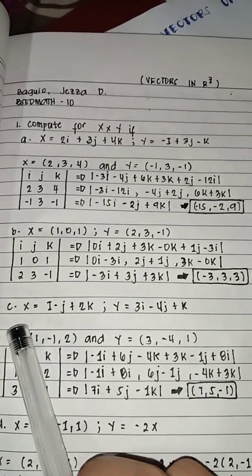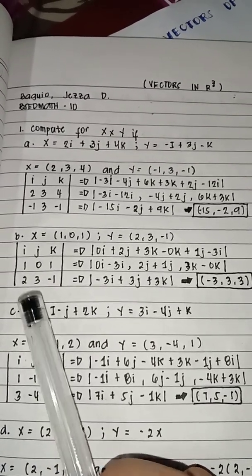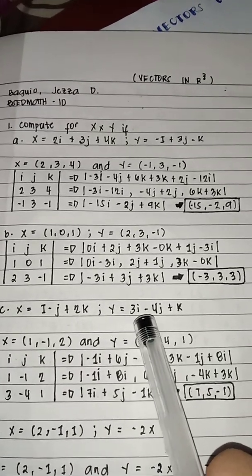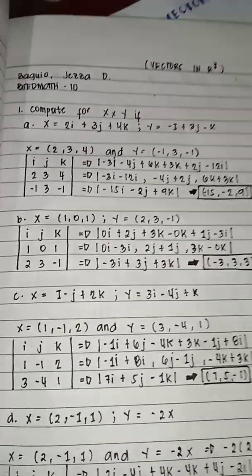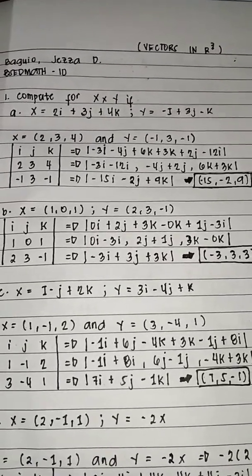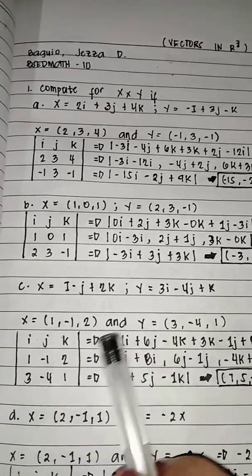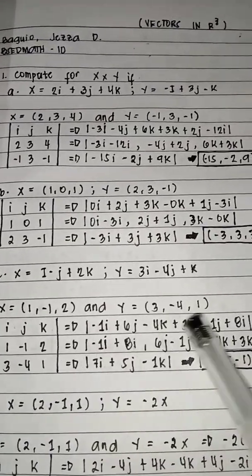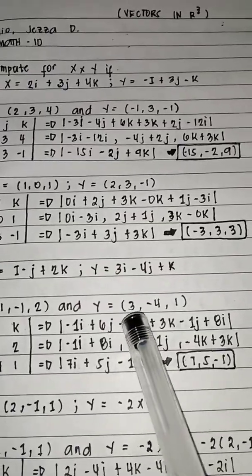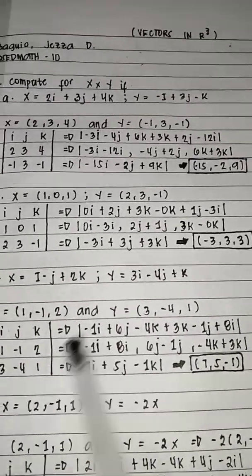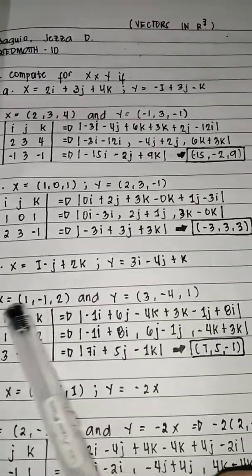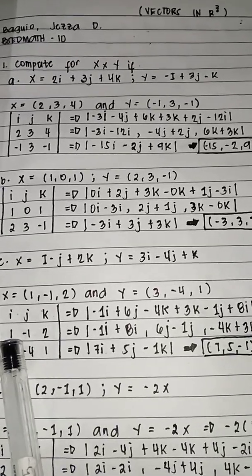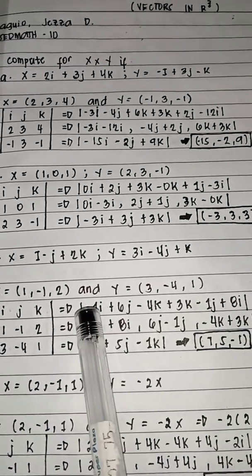So our value of x is i minus j plus 2k, while y is 3i minus 4j plus k. So the first thing to do is to get the coordinates of x and y. The value that we get for x is 1, negative 1, 2, and y is 3, negative 4, 1. So to compute x cross y, we use the determinants as follows. i times negative 1, 1 is equals to negative 1i.